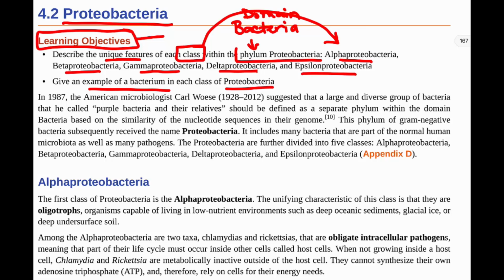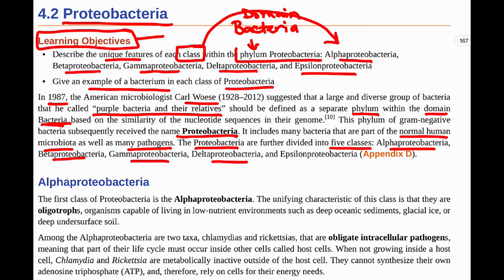All right, so in 1987, the American microbiologist Carl Woese, whom we've already talked about, suggested that a large and diverse group of bacteria, which he called purple bacteria and their relatives, should be defined as a separate phylum within the domain Bacteria. That's what we have now: one of the phyla in the domain Bacteria is Proteobacteria. It includes many bacteria that are part of the normal human microbiota, as well as many pathogens. We further divide the Proteobacteria into 5 classes: the alpha, beta, gamma, delta, and epsilon Proteobacteria.